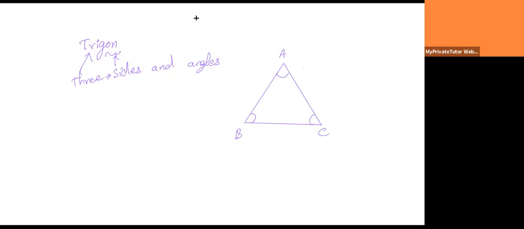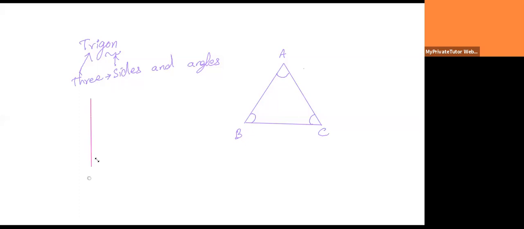So trigonometry is completely based on the sides and angles of a triangle. But particularly we are going to deal with the right angle triangle. What do you mean by right angle triangle? Where one angle is always 90 degrees. So this is what a right angle is.